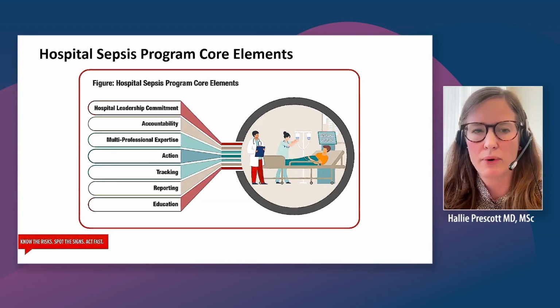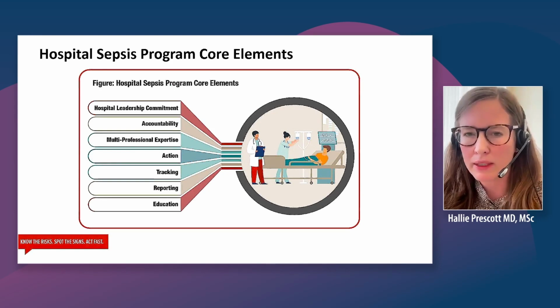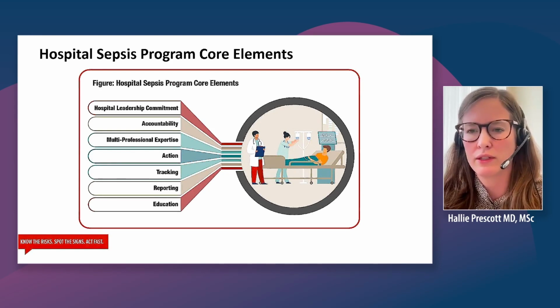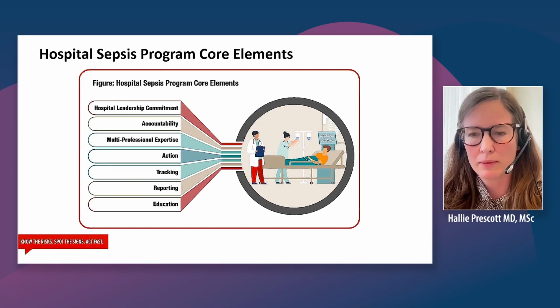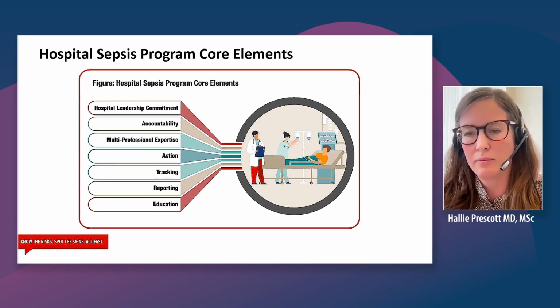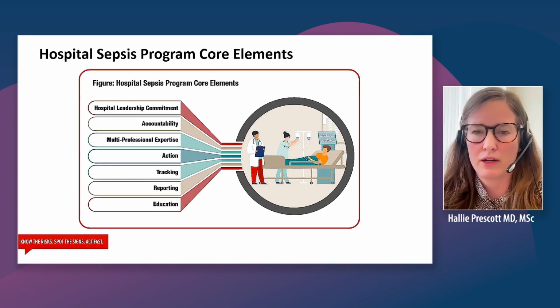The first, as I touched on prior, is the importance of hospital leadership commitment in terms of supporting the hospital sepsis program activities. Accountability, which has 2 components. The first is ensuring that there is an identified leader or 2 co-leads of the hospital sepsis program, and that the hospital sepsis program is setting concrete, objective goals for the success of the program, and that progress towards those goals is monitored regularly, and that those goals are updated periodically, such as annually, to continually push for further improvement in the management and outcomes of sepsis over time.